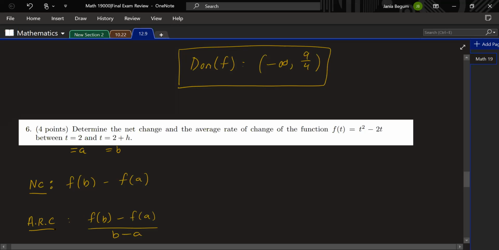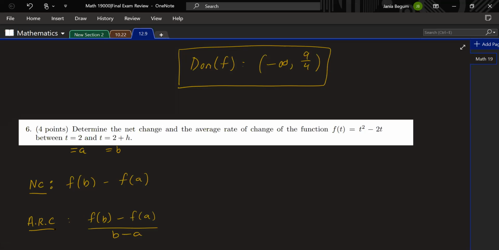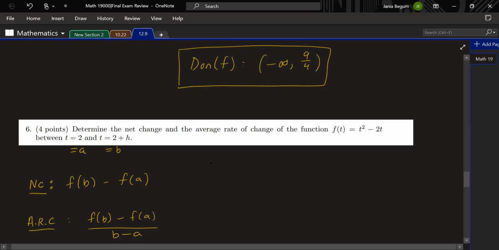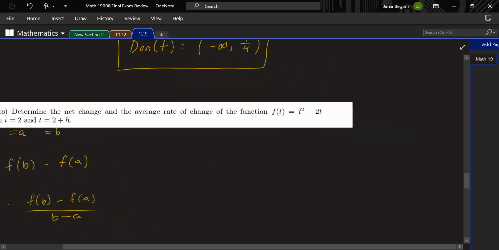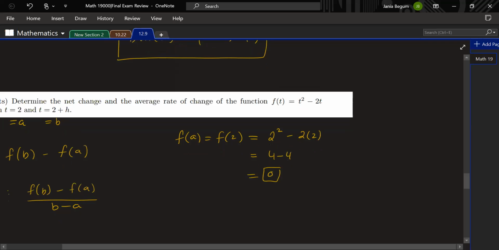Okay, so now that we know the formulas, let's plug them in. We know our a is 2, so we want to find f of a. Well, a is 2, so that's f of 2. Plug in 2 into the function, so you have 2 squared minus 2 times 2. That would be 4 minus 4, which is 0. So f of a is 0.